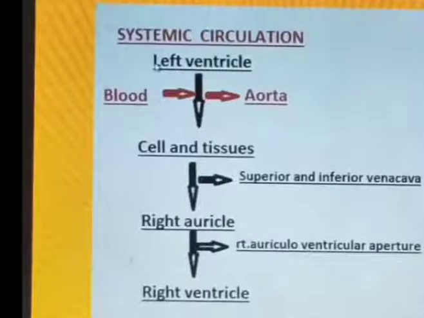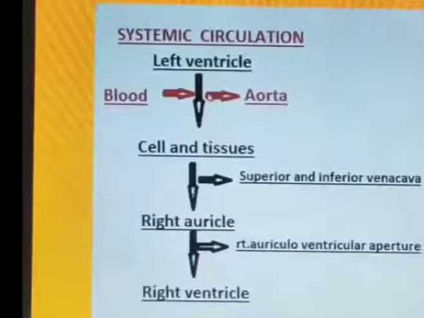So, as you see, from the left ventricle, as we have observed, oxygenated blood moves through the aorta and is supplied to the cells and tissues, where deoxygenation usually takes place, and these bloods are collected by the superior and inferior vena cava and return to the right auricle. From the right auricle, the deoxygenated blood moves into the right ventricle through the right auriculoventricular aperture. And again, from the right ventricle, that is the pulmonary circuit.